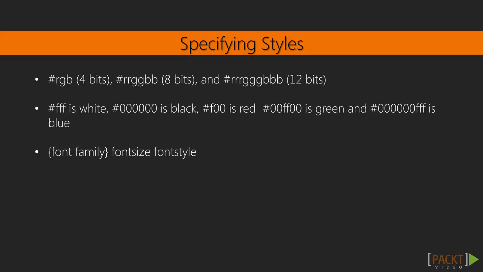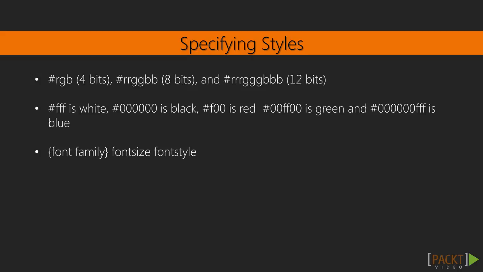The commonly used representations are, for example, pound FFF is white. Pound 000000 is black. Pound F00 is red. Pound 00FF00 is green. And pound 0000FF is blue. Alternatively, tkinter provides mapping for standard color names. For a list of predefined name colors, visit this link.